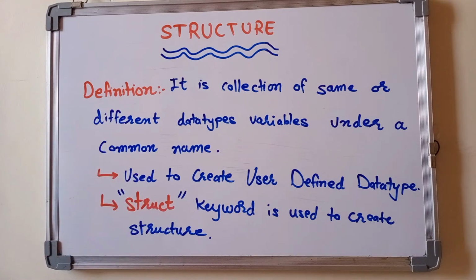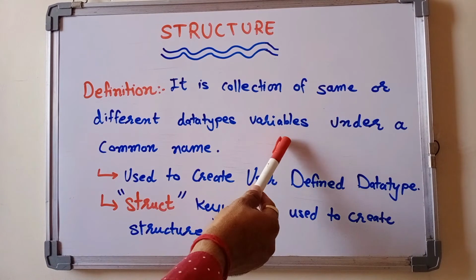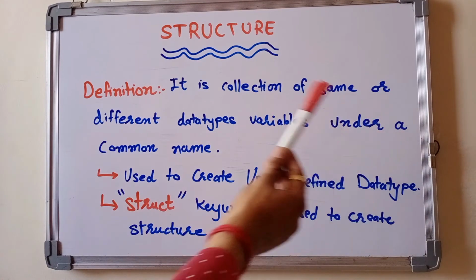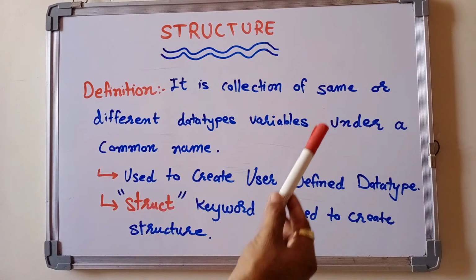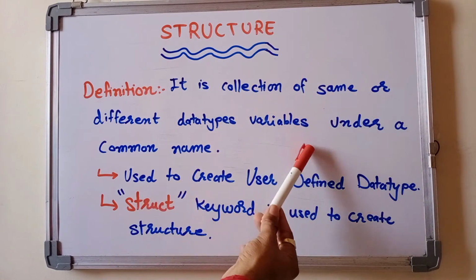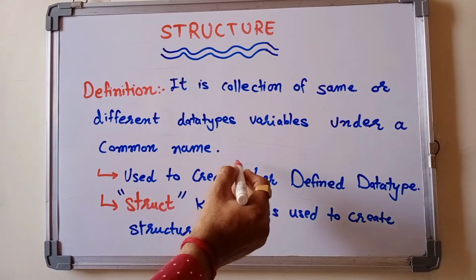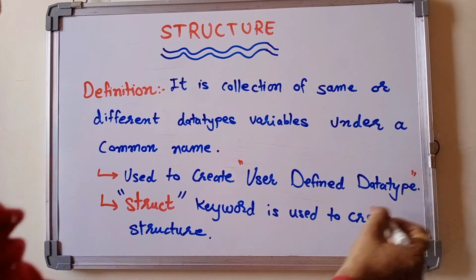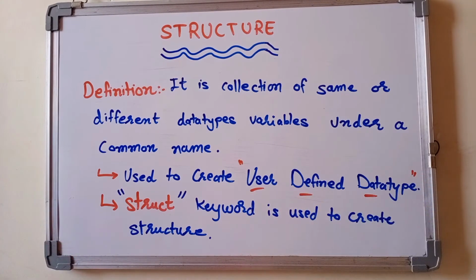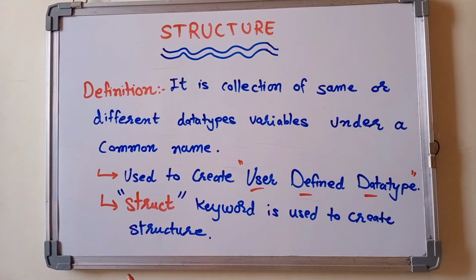The definition of a structure is: it is a collection of same or different data type variables under a common name. It is used to create a user-defined data type. It means we can create our own data type using structure. To create a structure, the struct keyword is used.